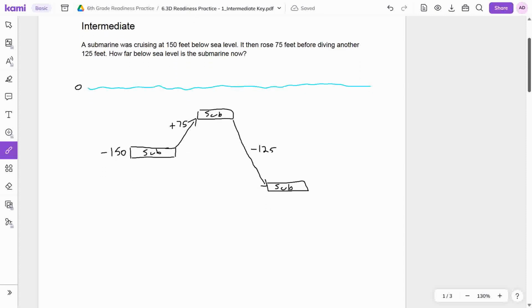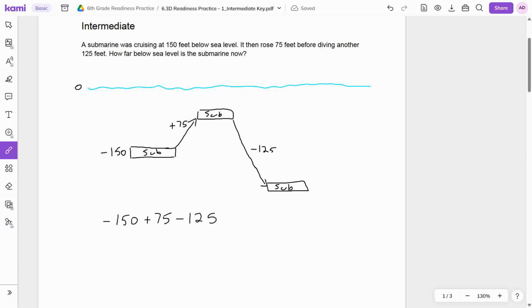Well, we can actually put this into a number sentence to make it a little bit easier. We're going to take our starting point, negative 150, and then we're going to add the first change. That's a plus 75. And then we need to subtract the second change, which is a minus 125. And so that's what that's going to look like. If we wanted to visualize this on a number line, we could do that as well, or we can just have this as a series of operations.